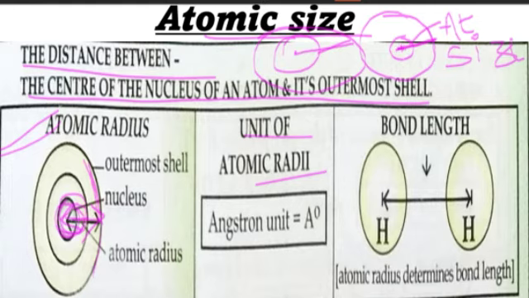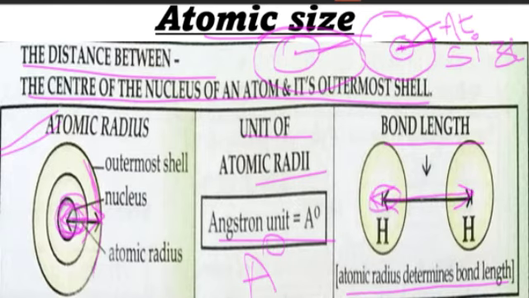The unit of atomic radii is the angstrom unit, which is written like this. We learned this in physics last year also, the angstrom unit. So the unit of atomic radius is the angstrom unit. Atomic radius determines bond length, that is, between two atoms, the centers of the nuclei.